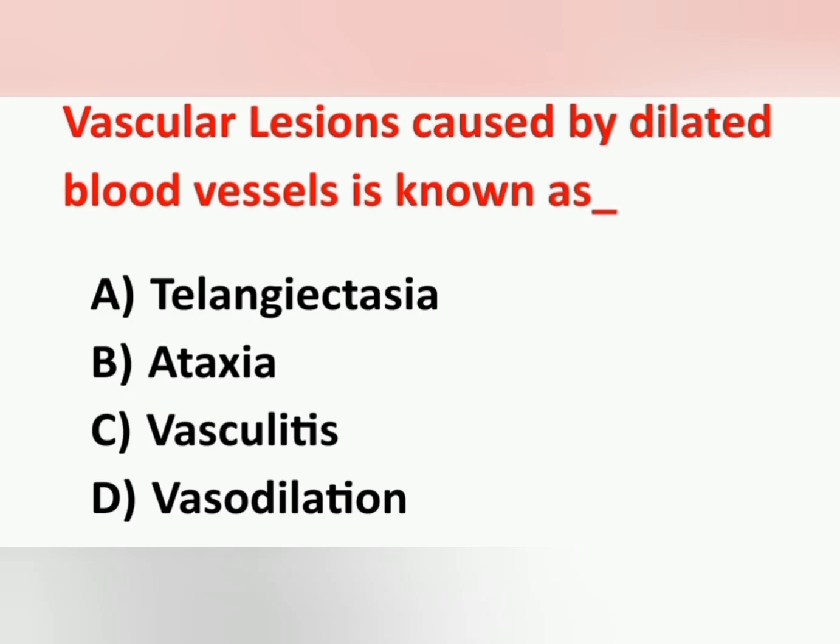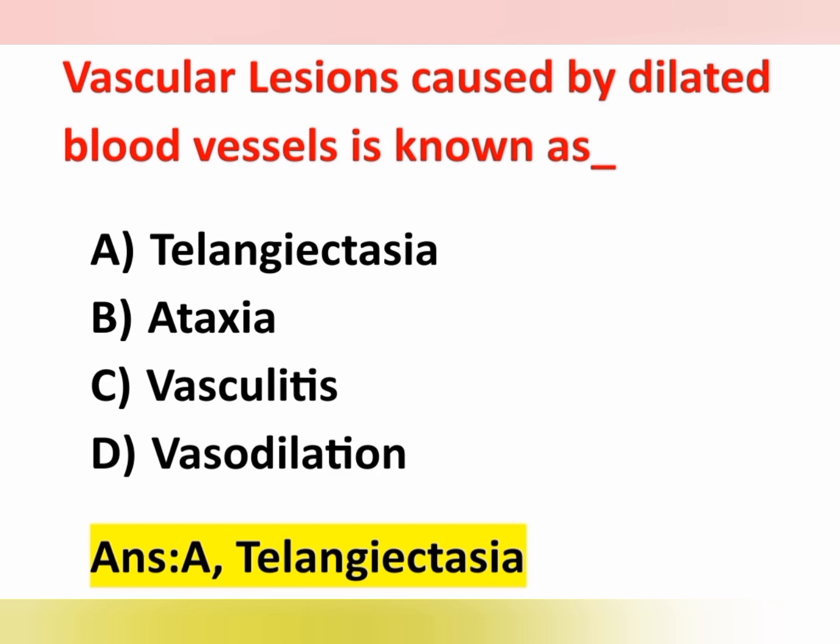The next question, vascular lesions caused by dilated blood vessels is known as. Options are option A telangiectasia, option B ataxia, option C vasculitis, option D vasodilation. Vascular lesions caused by dilated blood vessels is known as. Option A telangiectasia is known as vascular lesions caused by dilated blood vessels. Move on to next question.